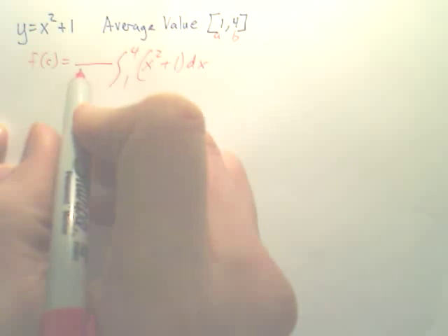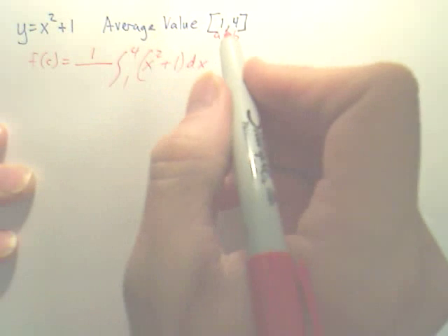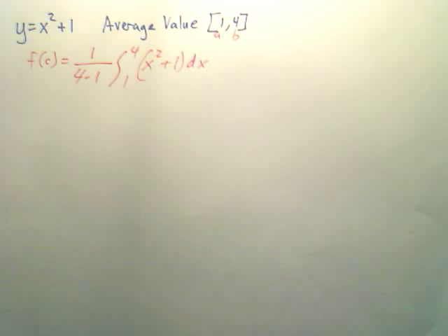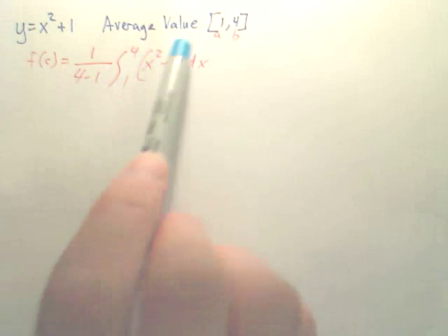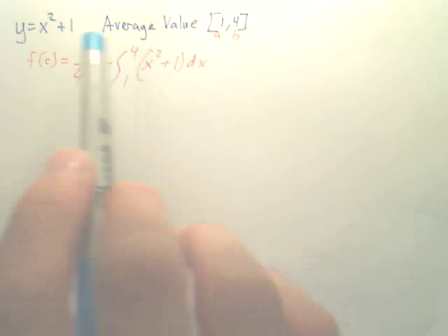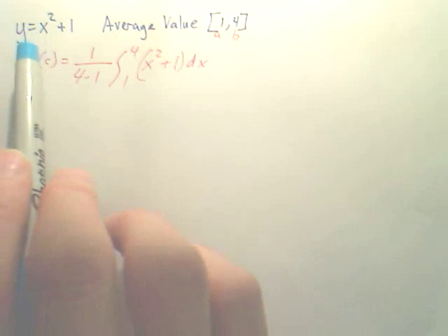Now in front, it's going to be 1 over b minus a. So 1 over 4 minus 1. So that will give you the average value. From there, what you're going to do is you just solve it. Again, you do 1 over b minus a, you got your interval, and you got your equation. You're basically finding the area under this curve and dividing it by how wide it is.